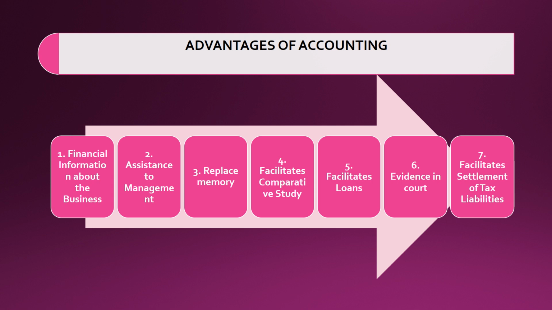And second is inter-firm comparison. Inter-firm comparison means the financial results when they are compared with the financial results of another business organization, and this is possible only by accounting, because accounting provides systematic, reliable and authentic financial information.